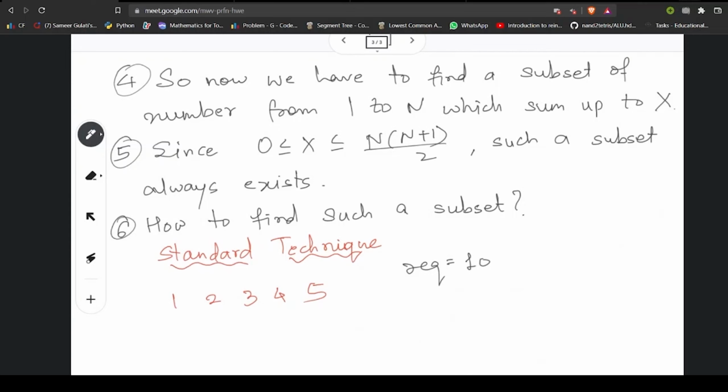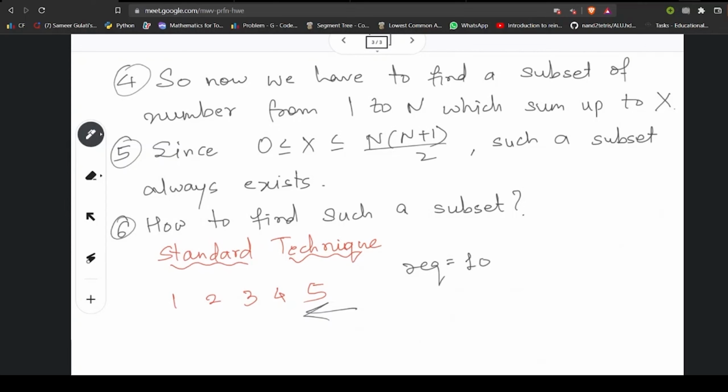Okay, so now how do we find such a subset? Let's discuss that. Let's say that we have n is equal to 5. So we have numbers from 1 to 5 and we require a number 10. The solution I propose is that we go from a descending order, and if at a current point we have such an element which is lesser than the sum, then we just take it.